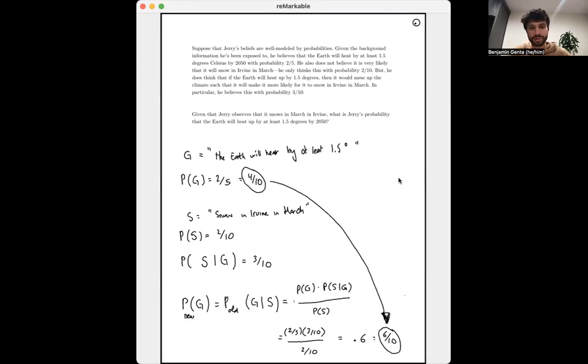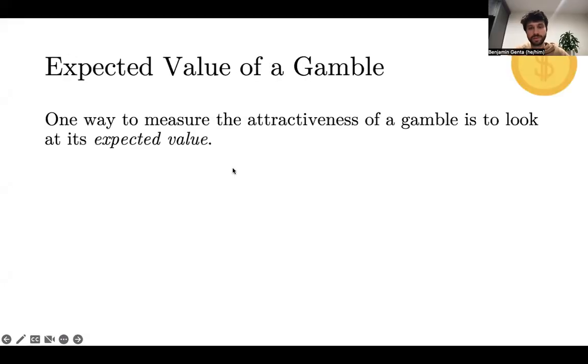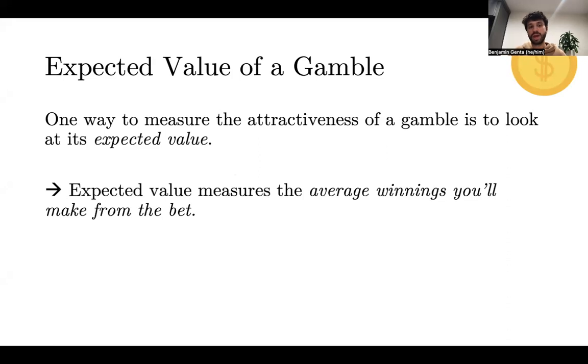Okay, so let's get back to the slides and see why we should think that Bayes' rule, but in particular, just probability theory, is a good way of updating our beliefs. So here it will help to look at the expected value of a gamble, or how much money we make from a particular gamble. Remember that one way to measure the attractiveness of a gamble is to look at its expected value. And basically what the expected value does is it measures the average winnings you'll make from the bet.